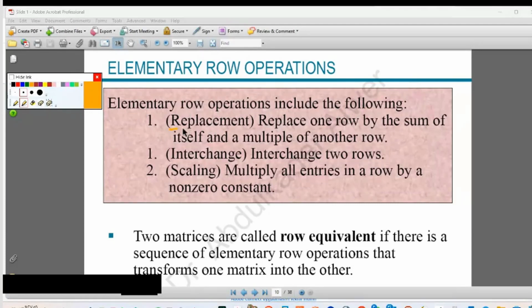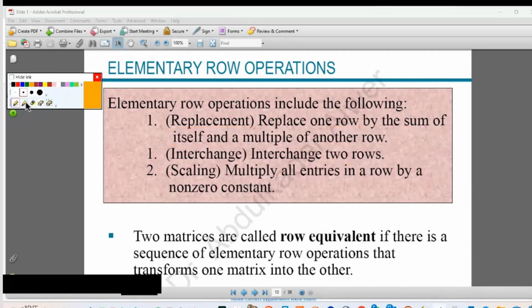The first one is replacement. Replace one row by the sum of itself and a multiple of another row. Keep this for later, I will explain. Second, interchange: I can interchange two rows. Third, scaling: multiply all entries in a row by a non-zero constant. Here we will start with interchange.